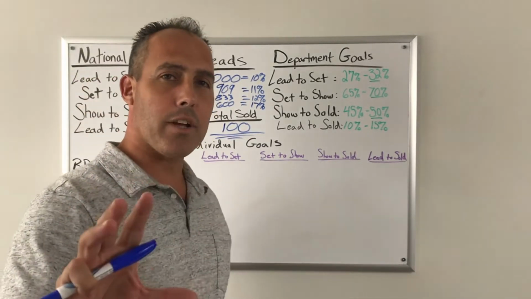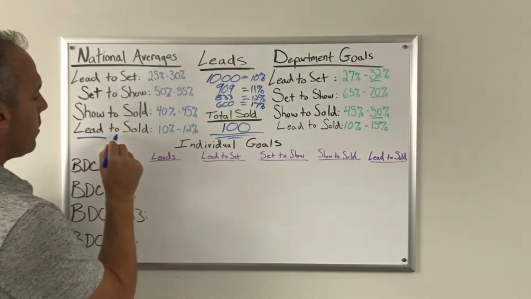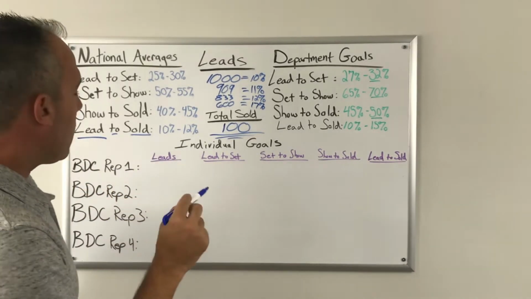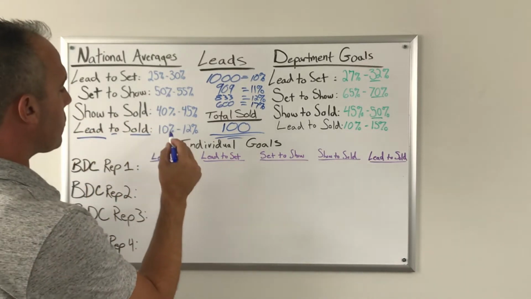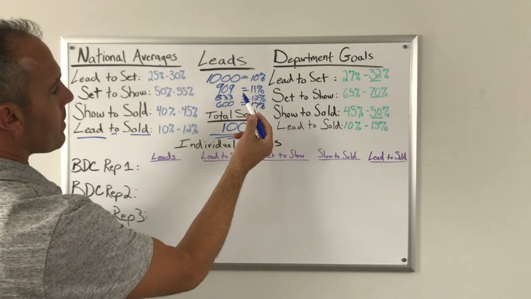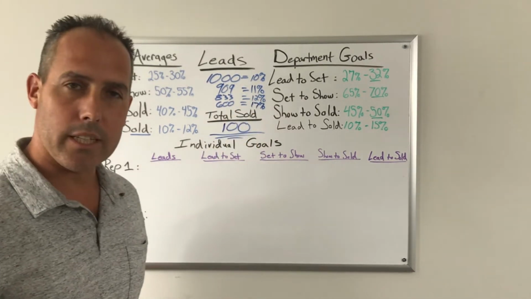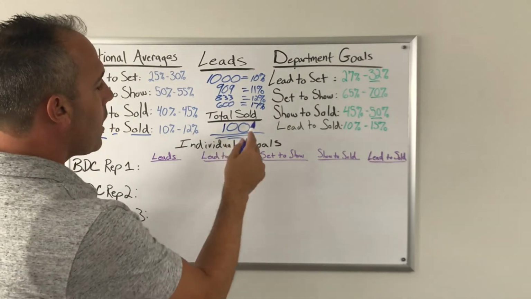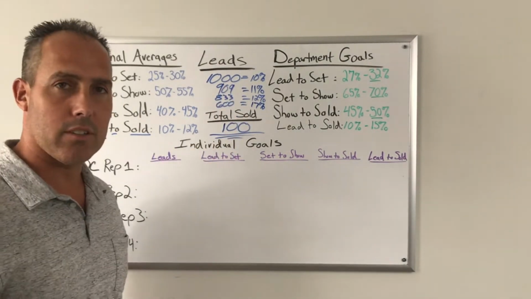Now, this right here is a very simple equation. You're just looking at lead to sold ratio. Again, total leads converted into sales. You're closing 10 to 12%. You're going to need between 833 and 1,000 total leads in order for you to be able to do 100 cars that you close out at 10 to 12% of your lead to sold ratio.